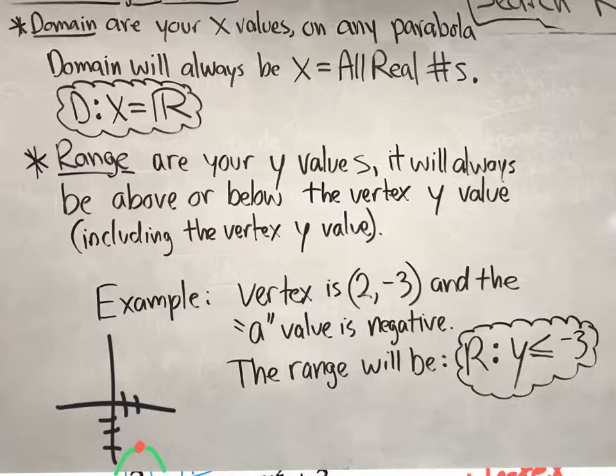The range is at and below the vertex y value. What's the vertex y value? The vertex y value is -3. So we know that it has to be at the y value -3 and below the y value -3 because it's opening down, which means that the range is y is less than or equal to negative 3. Now, if the a value would have been positive, it would have been opening up. Then I would have said y is greater than or equal to negative 3. Does that make sense? I hope so.